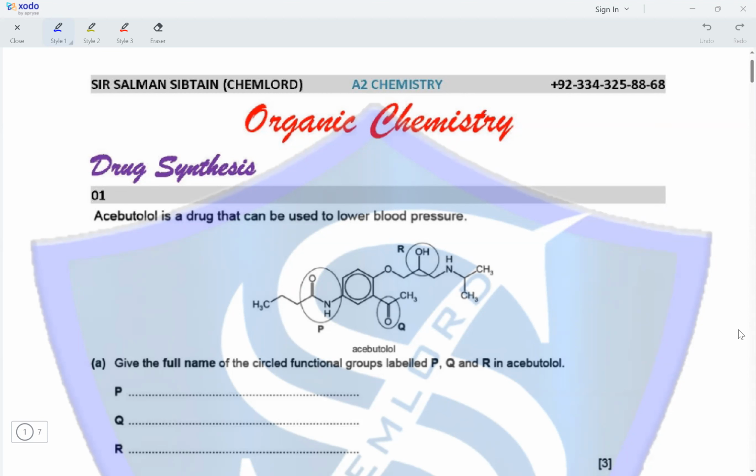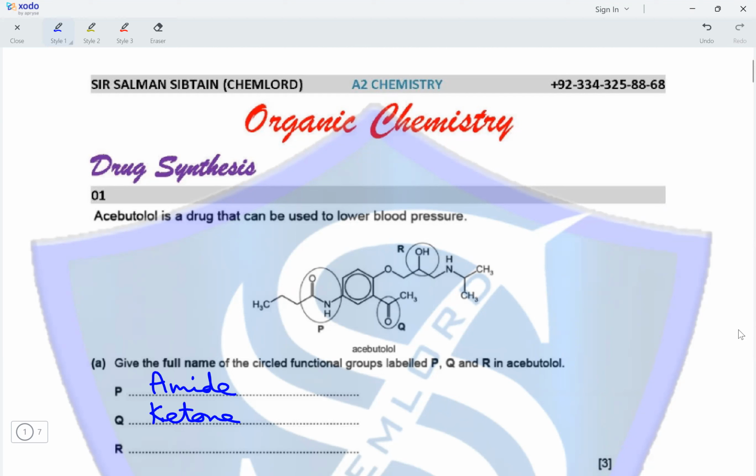So the functional group P is a C double bond O group next to an NH group. This is known as an amide group. Next, we have Q, in which we've got a C double bond O attached to two different alkyl groups. So this is what is referred to as a ketone.